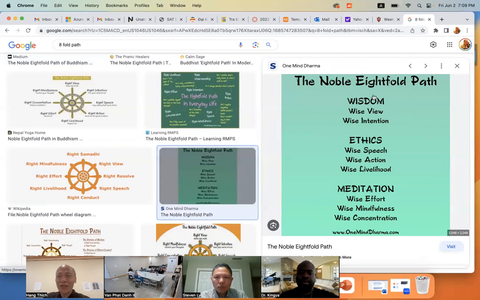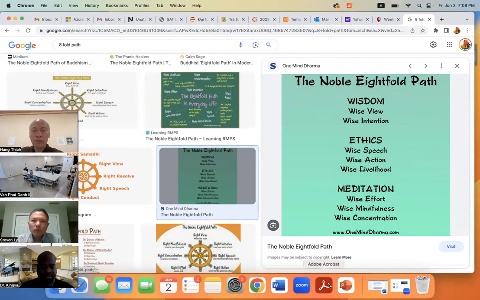Okay. See the wisdom here: wise view, wise intention; the ethics: wise speech, wise action, wise livelihood; the meditation: wise effort, wise mindfulness, wise concentration. So these are the three groups in the Eightfold Path. Let's go back to the book and we can explain further.